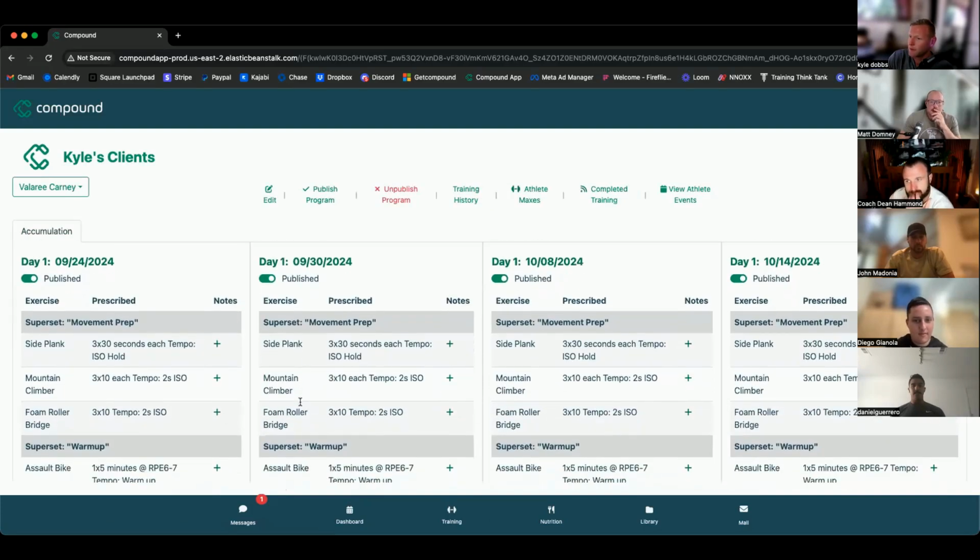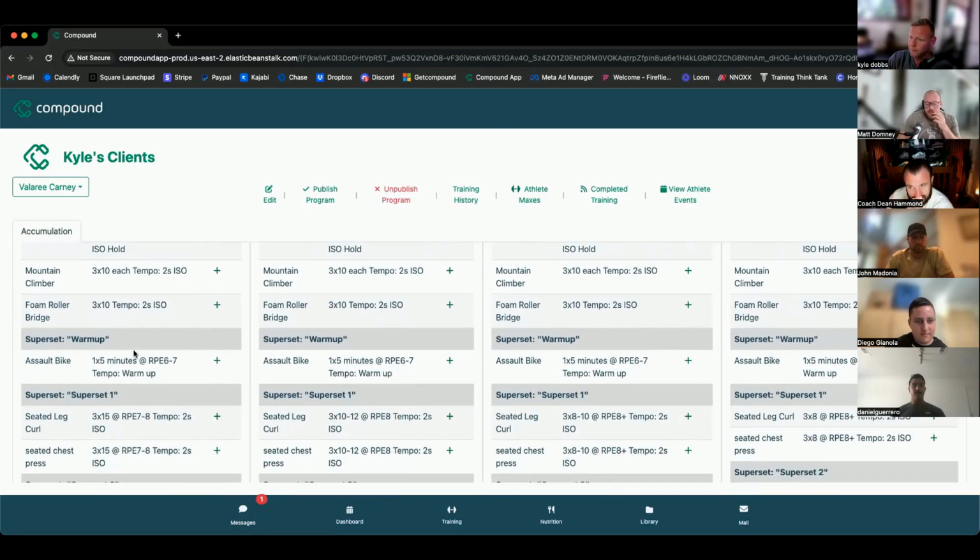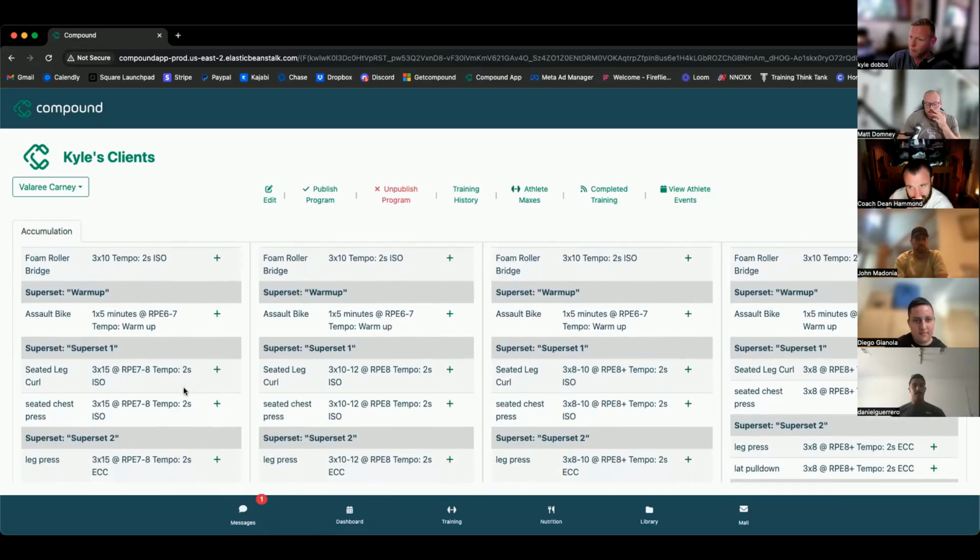Love this. So she works out 6 days a week. Days 1, 3, and 5 are strength days. 2, 4, and 6 are conditioning days. But this is what her testing block looks like. So very simple warm-up series. Again, put her on the bike just to get her heart rate up a little bit.